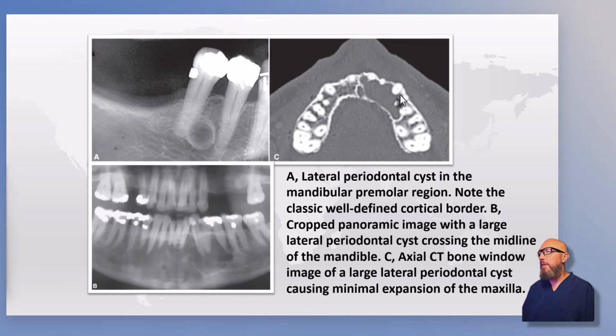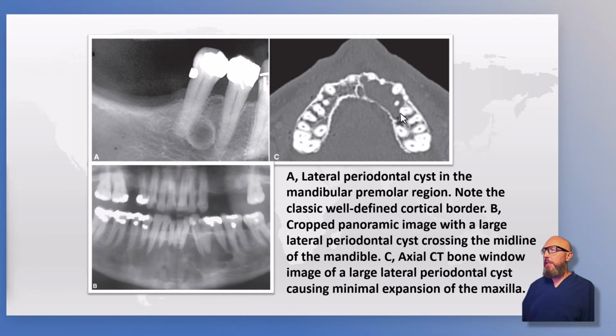This is a rarer one in the anterior maxilla, and this looks like an OKC. If I looked at just this lesion, this axial slice, it has well-defined cortication. It's expanding in more of that banana-shaped pattern. Everything about that says OKC, but just remember that lateral periodontal cyst should be on your differential in some cases.